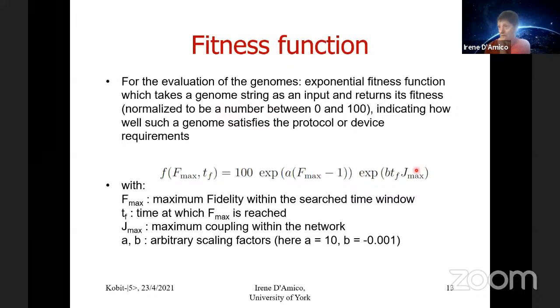Important is the fitness function, because the fitness function is the one that tells us how good are the genomes that we are producing. The fitness function is normalized to be a number between 0 and 100. The fitness is better the closer it is to 100. And this means that it satisfies very well the protocol required or the general requirement, which can include, for example, doing a certain protocol at a certain specific time. So not just doing the protocol, but at a certain time.